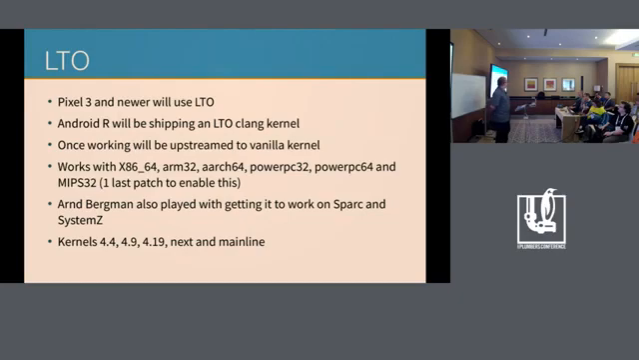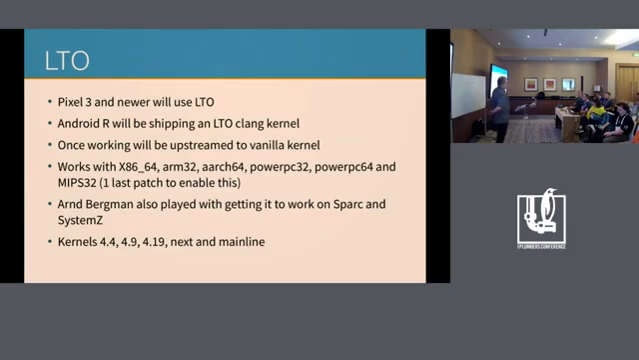Internally, they now have x86-64, ARM32, AArch64, PowerPC 32 and 64. And last time I talked to Nick, they had just got MIPS 32 working. So that's pretty interesting, to be able to have an LTO kernel across all those architectures. And my understanding is other work is being done in other areas.